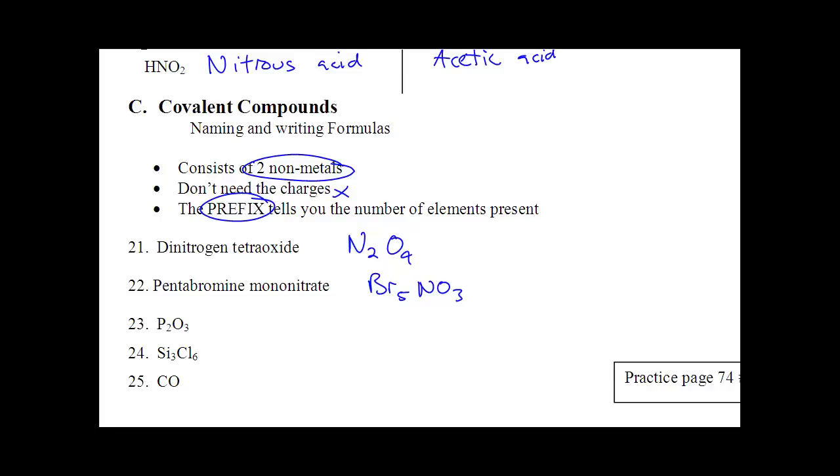P2O3, it says there's 2 P's, so P is phosphorus, so it's diphosphorus. O3 is trioxide. We'll try those other 2 in class tomorrow.